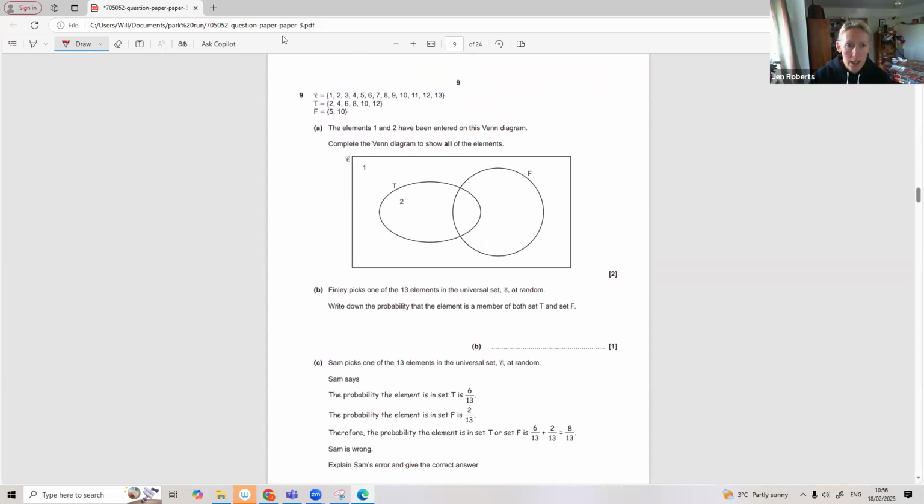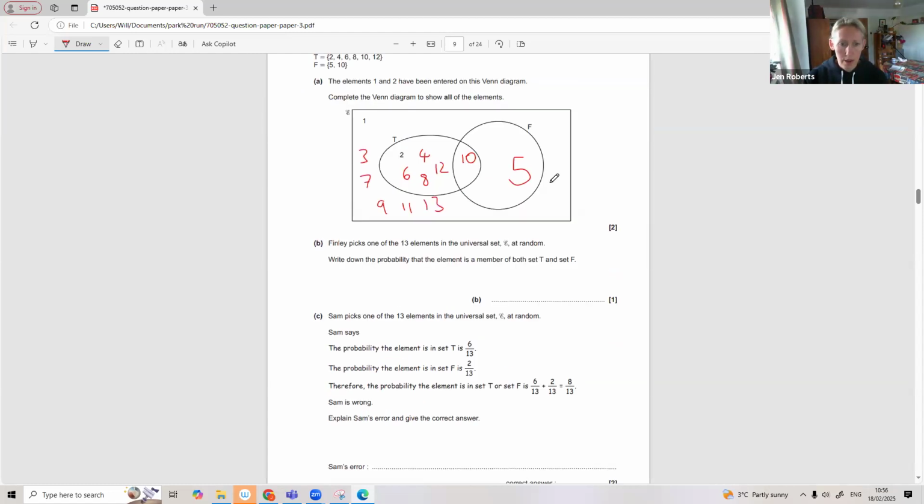My universal set contains numbers 1 to 13. T equals 2, 4, 6, 8, 10, 12. F is 5, 10. Complete the Venn diagram. Okay, what occurs in both T and F is 10, so that goes in the middle. What else is in T? 4, 6, 8, 12. What else is in F is 5. Anything that we've not used goes around the outside. We've got 1 already, so you need 3, 7, 9, 11, and 13.